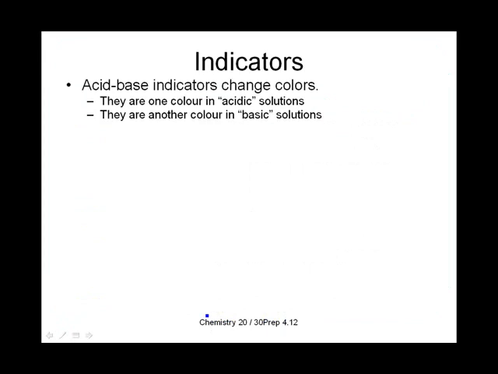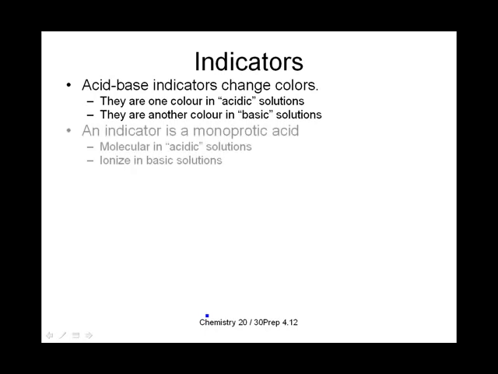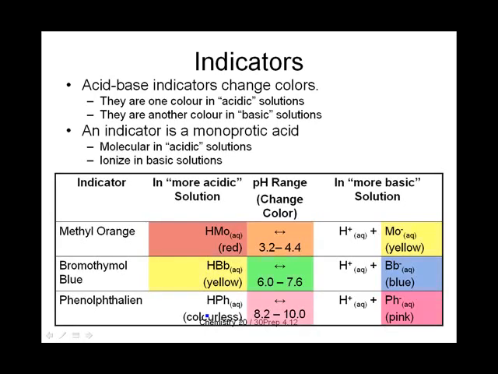Okay, so indicators. Acid-base indicators change colors. They're going to be one color in acidic solutions and another color in basic solutions. And the way they work is they're all monoprotic acids that are molecular when they're in their acid solutions. So they're going to be a molecular compound in an acid solution. They're going to ionize in basic solutions.